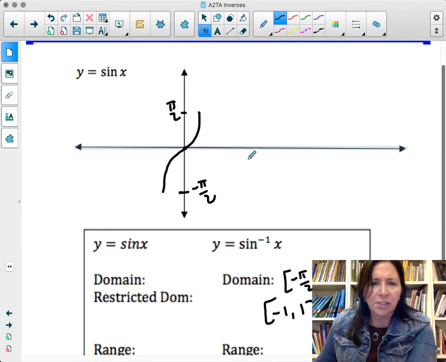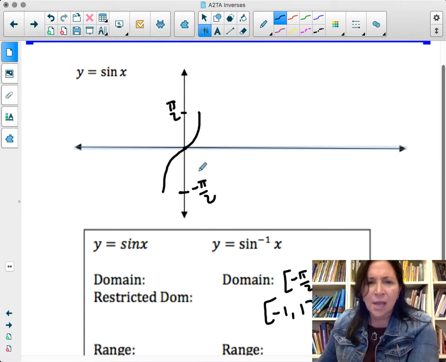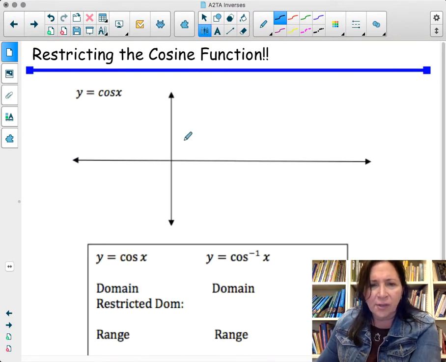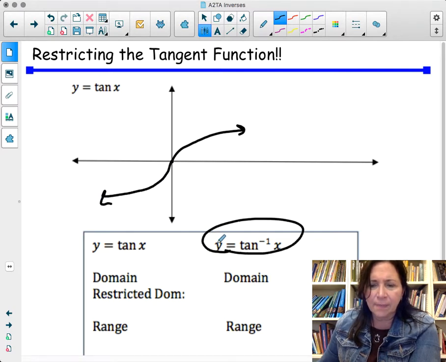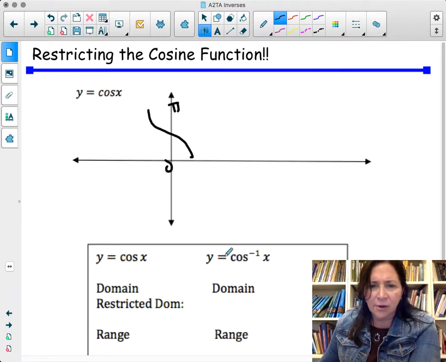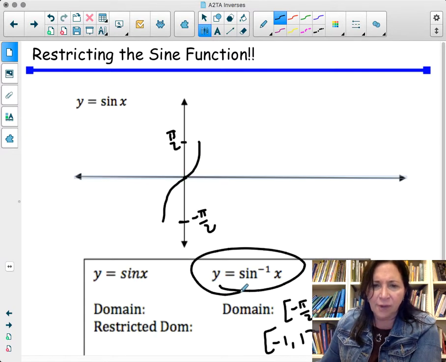I'm going to fast forward to the next screen because I want you to be able to see all the different restrictions. Cosine does this and goes from 0 to pi, also negative 1 to 1. And tangent goes this way. This is my arc tangent. This graph here is my arc cosine graph, and this graph here is my arc sine graph.